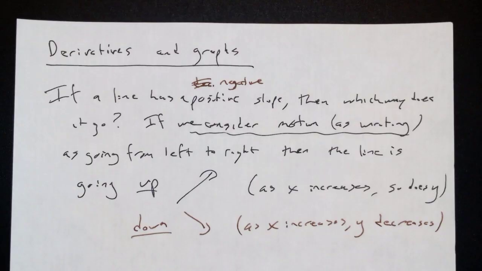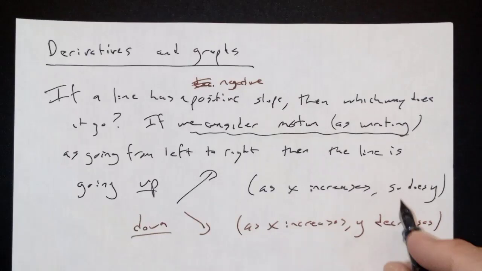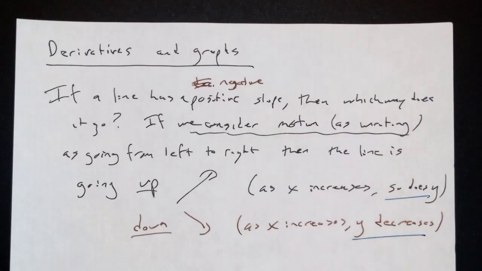So now I have a common framework to think about direction of lines. I'm thinking about going from left to right. Am I going up? Am I going down? So let's use those phrases as increasing and decreasing as our idea. I can think of a line increasing as I go from left to right, or a line decreasing as I go from left to right.